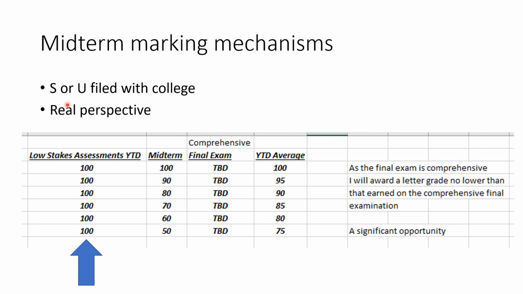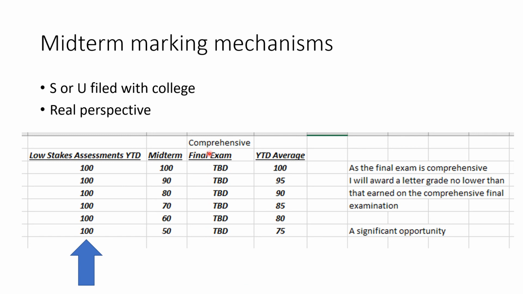Now, I do have to file with the college grades, and I think they're actually due probably tomorrow, maybe even before I finish grading these. So I'm going to turn in S for satisfactory. Everybody gets a satisfactory, or U for unsatisfactory, and that's all they want, an S or a U. So that's what you're getting. But this is the real perspective I think you should think about.